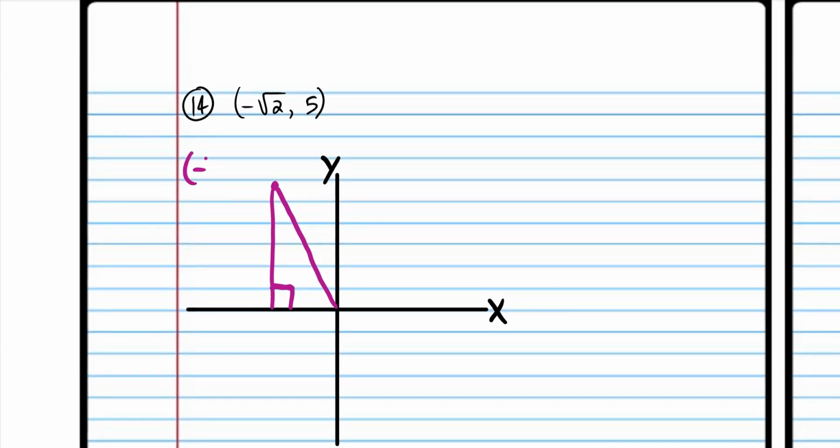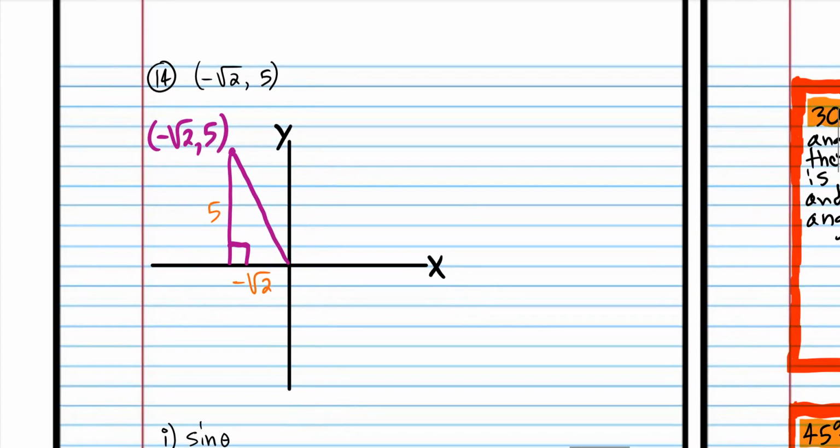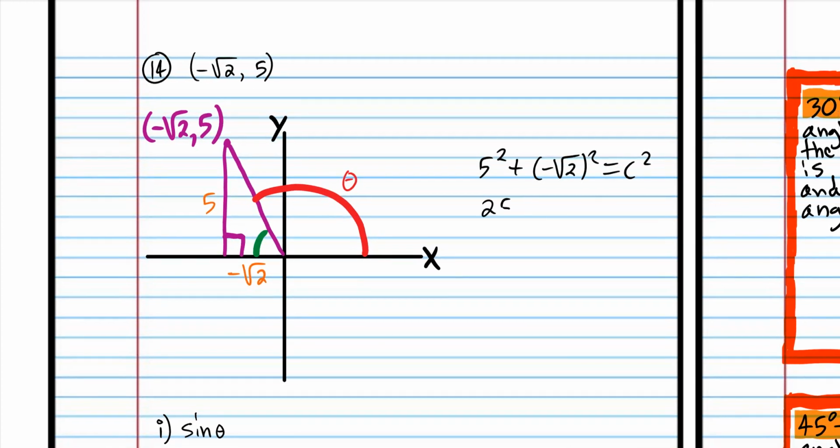So that point is negative root 2, 5, which means that this length down here is negative root 2 and this length is 5. The angle in question is this red angle here, and the reference angle, of course, is this green angle. So we're going to use the Pythagorean Theorem to help us find the hypotenuse. So we have 25 plus 2 is equal to c squared. C squared is equal to 27.